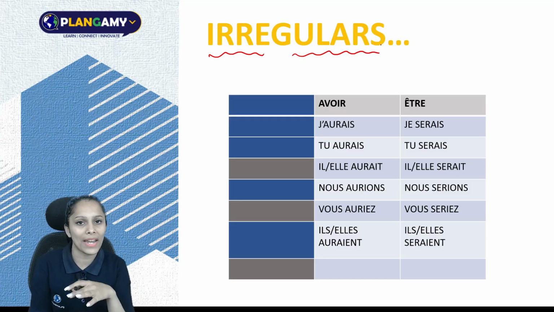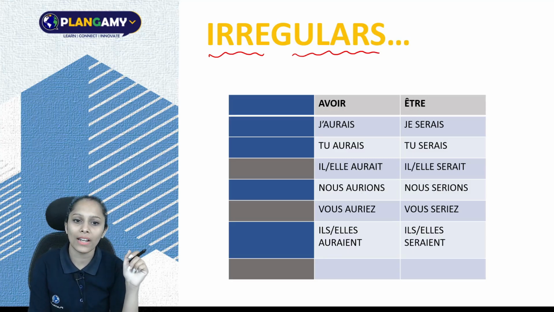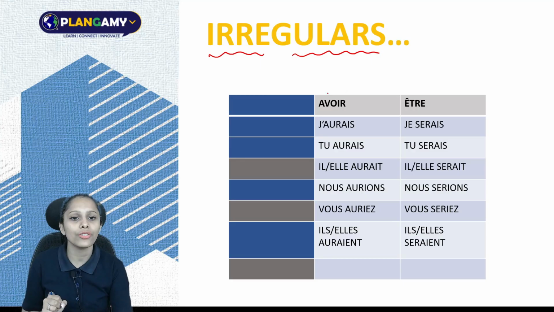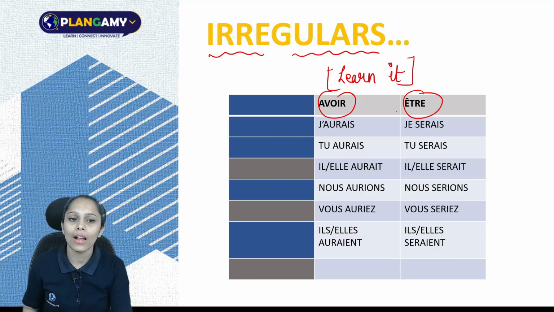Now here we have irregulars. Although there are many irregulars, for the level A1, we will limit ourselves to a few irregular verbs. What you have to do is learn them. Avoir, être. You have the conjugation of the verbs avoir and être in conditionnel présent. J'aurais, je serais, tu aurais, tu serais, il aurait, elle serait, nous aurions, nous serions, vous auriez, vous seriez, elle aurait, elle serait. You just have to learn them. That's it.